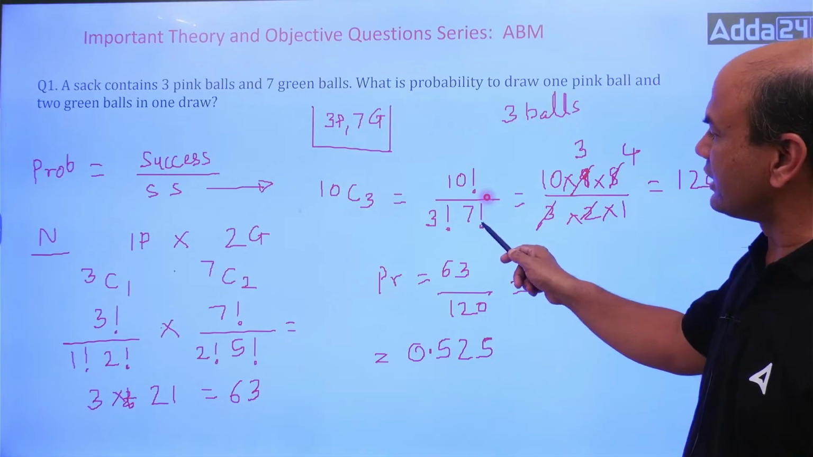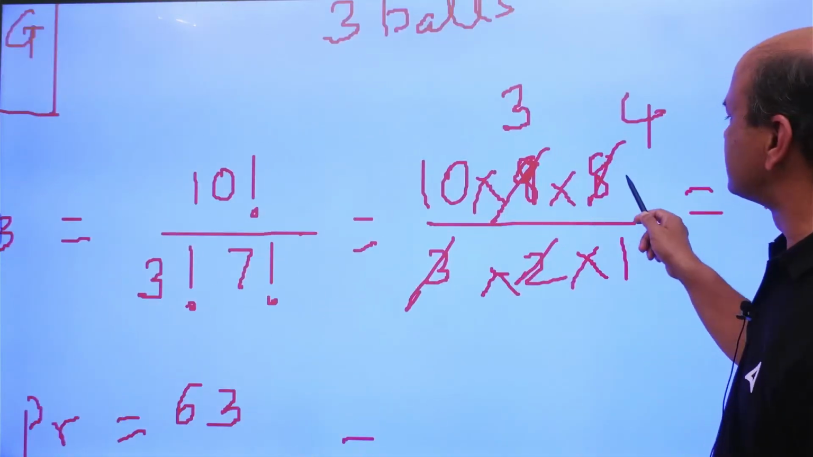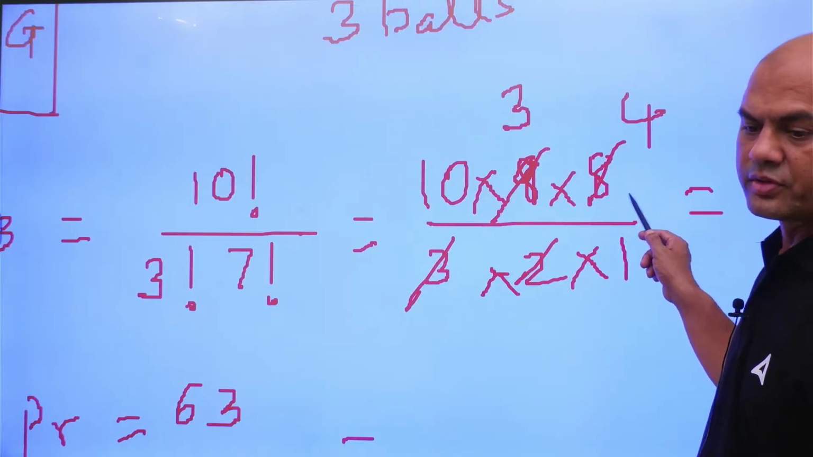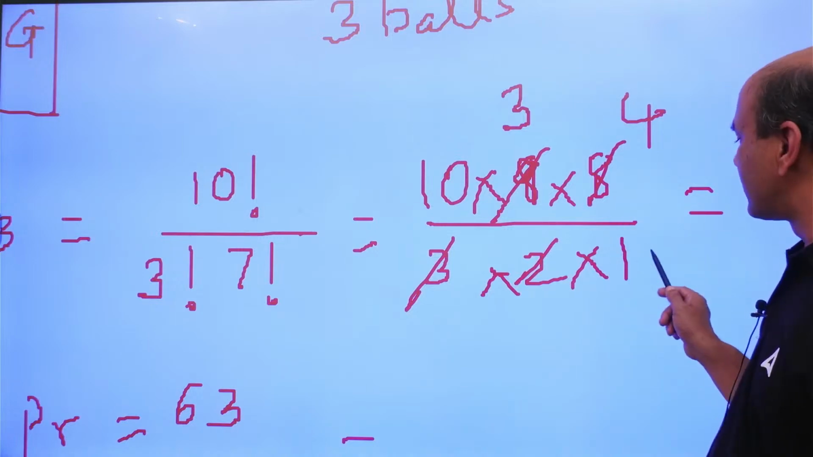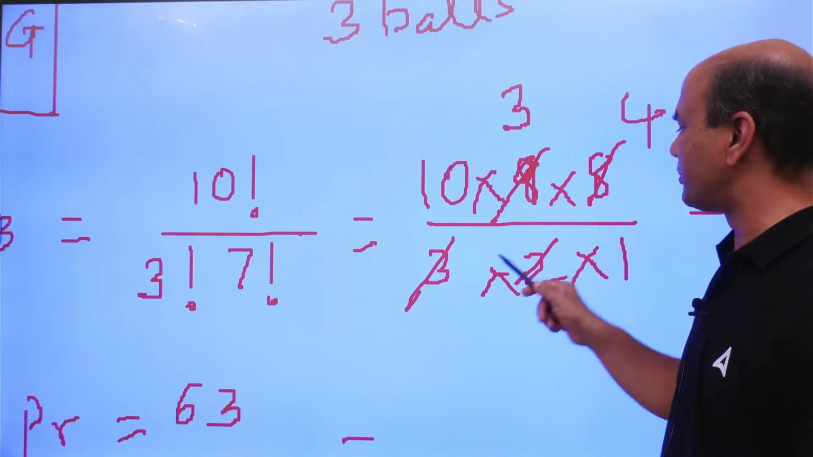This 7 factorial, I have cancelled it with 7 factorial over here. This will be 7 factorial multiplied by, so 10 into 9 into 8 into 7 factorial, divided by 7 factorial here also, which gets cancelled. So 10, 9, 8 upon 3, 2, 1.